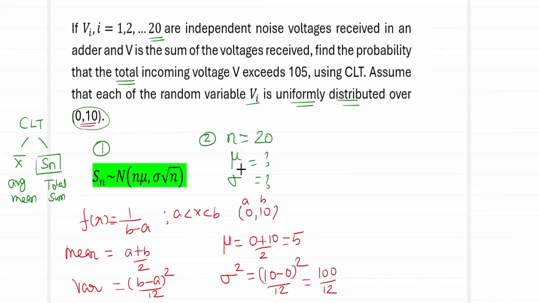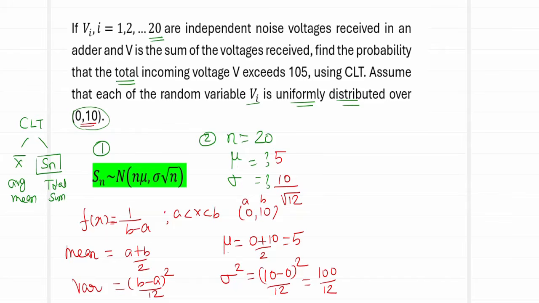So now we know the value of mu. What is the value of mu? Mu is going to be equal to 5. What is the value of sigma? This is my sigma square. So when I take the square root of it, I will have it as 10 divided by square root of 12. So the second step, the data requirement, has been satisfied.